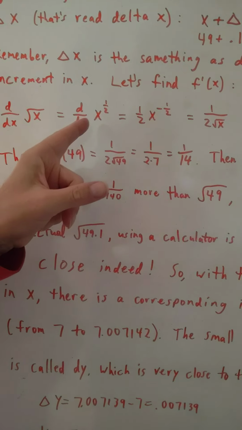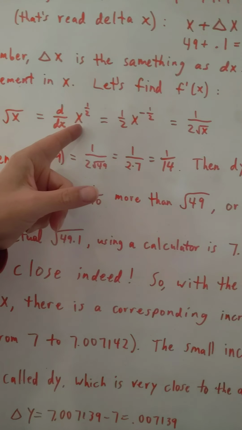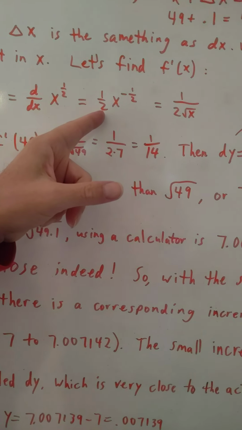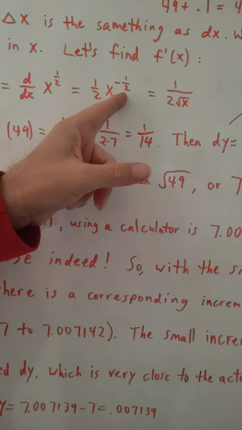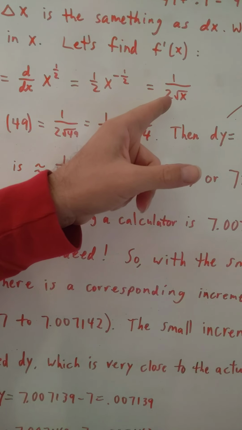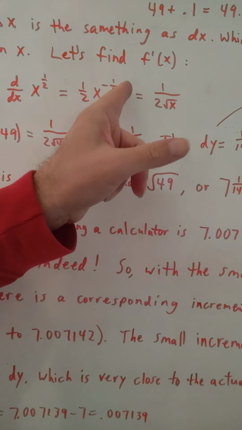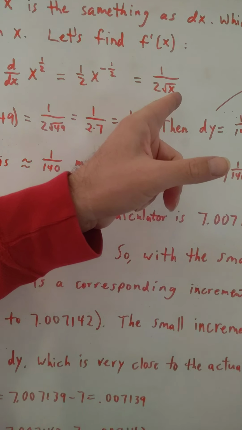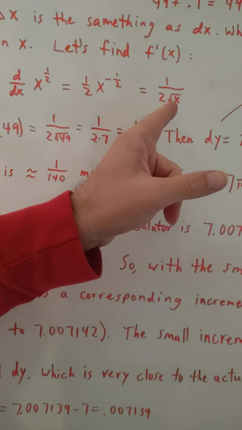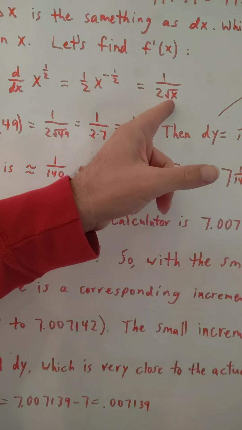What is the derivative of x to the 1/2? Let's use the power rule. We get 1/2 x to the negative 1/2, which we can rewrite as 1 over 2 times the square root of x. That's just handling negative exponents: you put it in the denominator. Remember, something raised to the 1/2 power is the same thing as the square root.